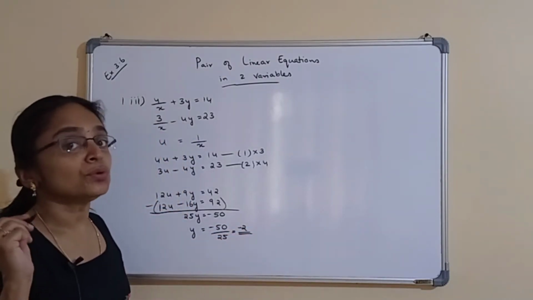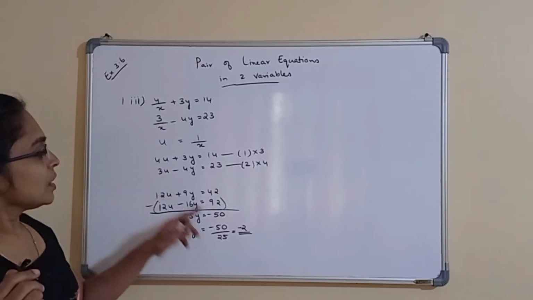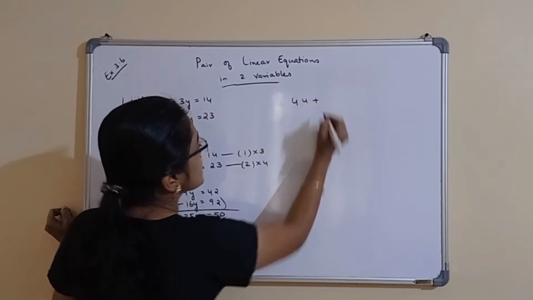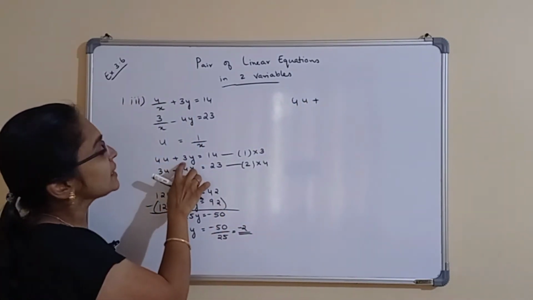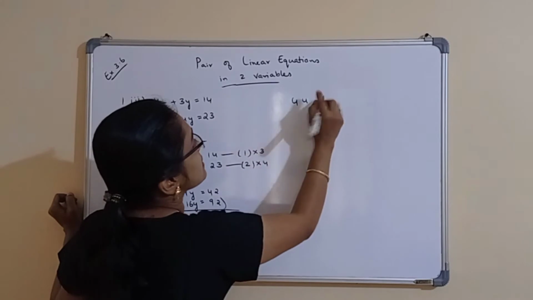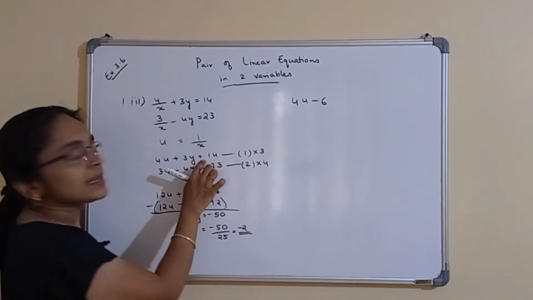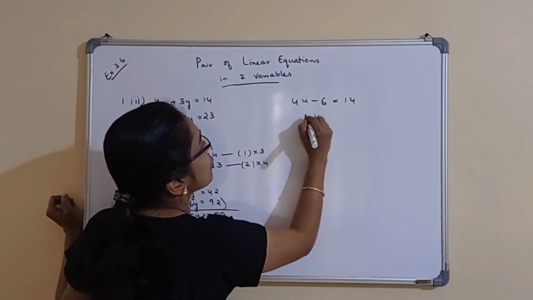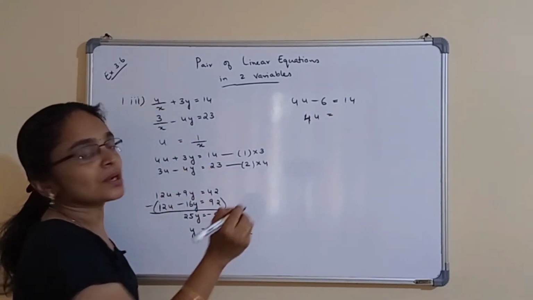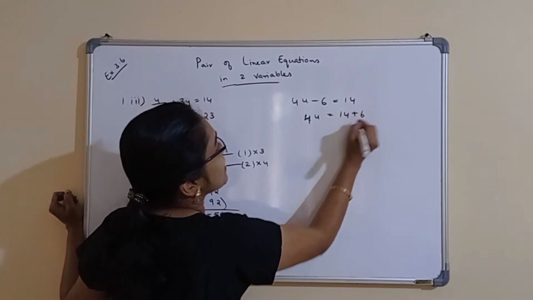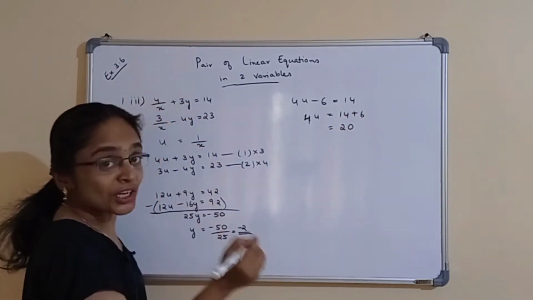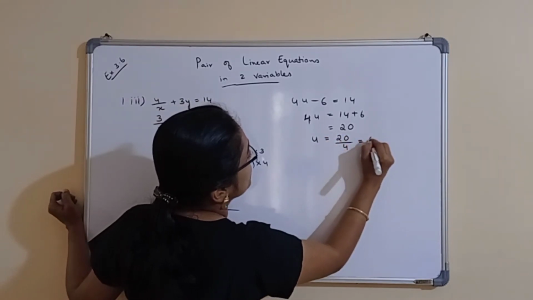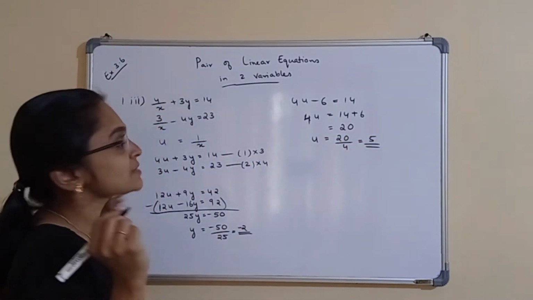So y is equal to minus 2. Now we have to find u. So 4u plus 3 into minus 2, which is minus 6, is equal to 14. So 4u is equal to 14 plus 6, which is equal to 20. So what is u? u is equal to 20 by 4, which is equal to 5. So we got the value of u as 5.